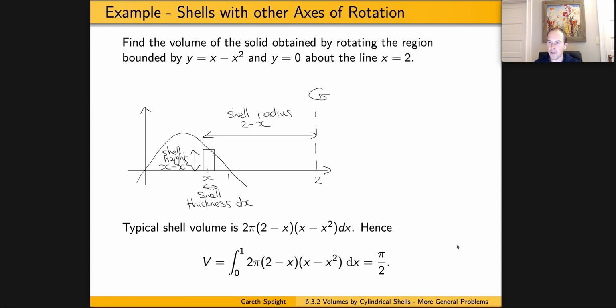And then we can also revolve around lines that are not parallel to the axes. In that case, we should keep in mind that the radius is going to change. And to get started, we should think, are we more like the x-axis, meaning are we parallel to the x-axis? Are we more like the y-axis, like in this example, meaning we're parallel to the y-axis?